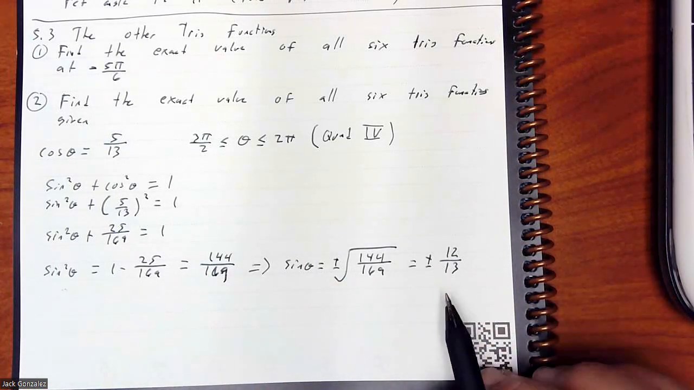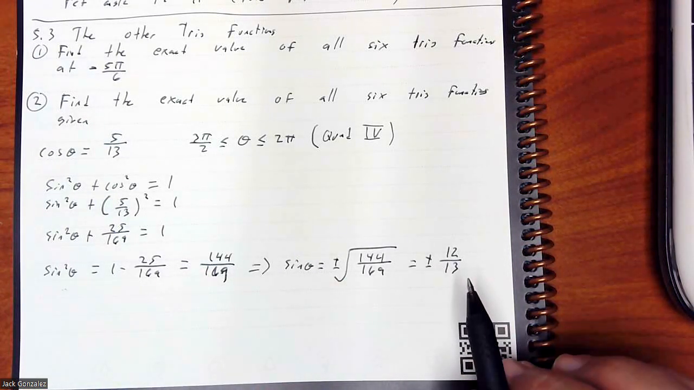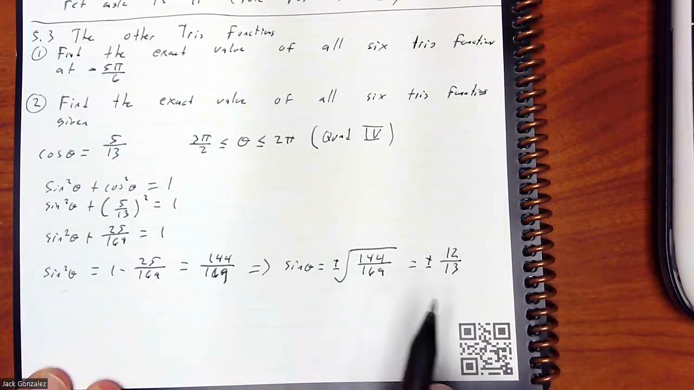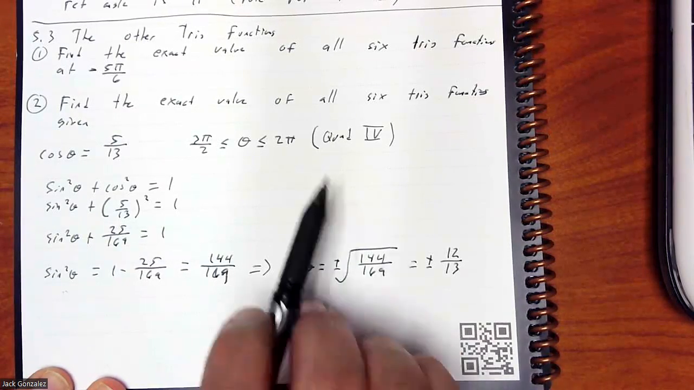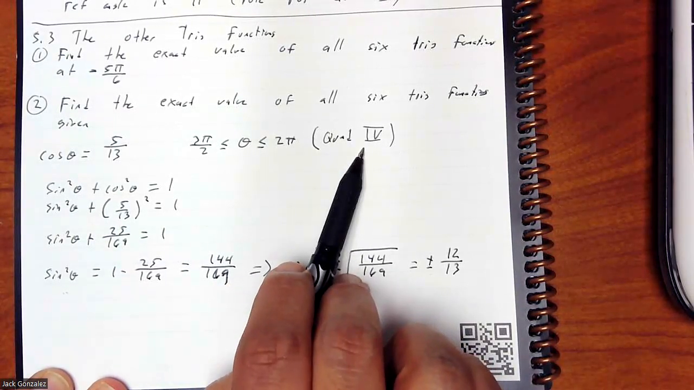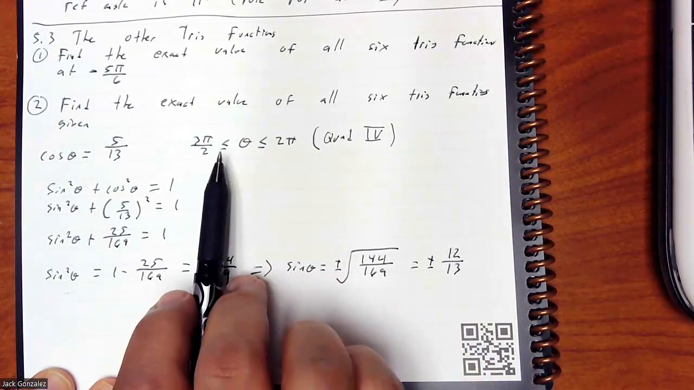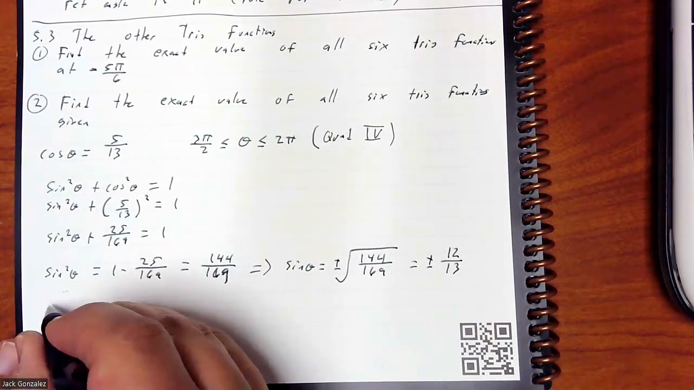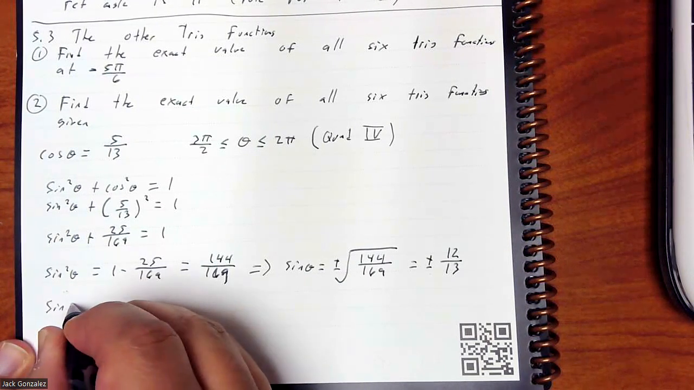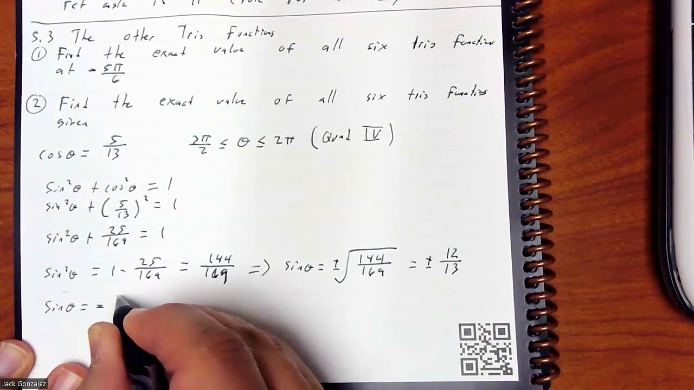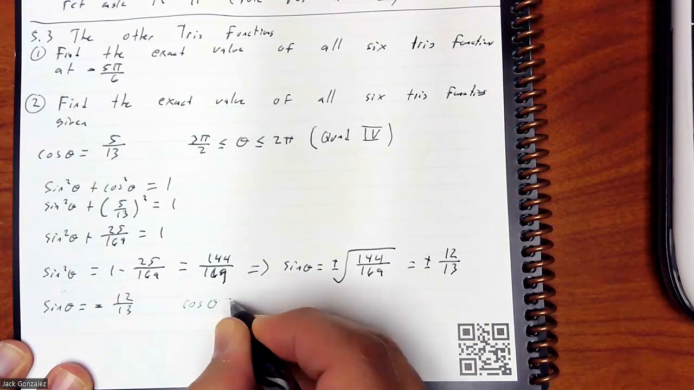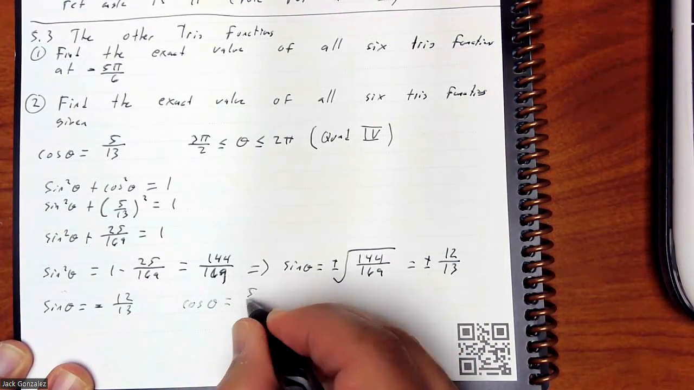Do I choose the plus or the minus though? It has to be the minus because we are here. So that's why it's important to know where you're at. So this is negative 12/13. Cosine is given to us.